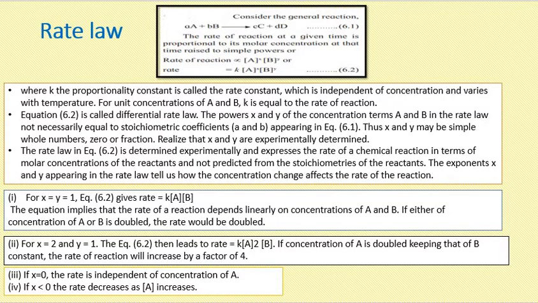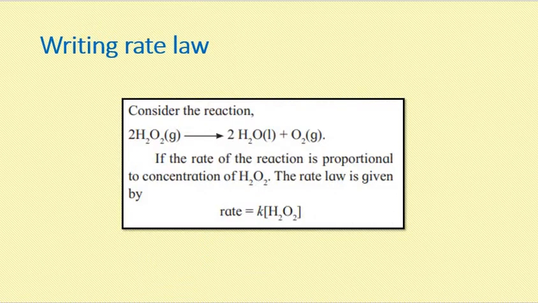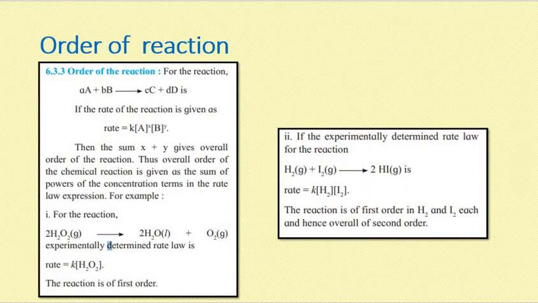Now the next question is how to write the rate law. Let's suppose a chemical equation is given to us, the decomposition of hydrogen peroxide, and we need to write the rate law for it. So rate for the decomposition of hydrogen peroxide is equal to K multiplied by concentration of hydrogen peroxide. Here I am not putting any exponent over the hydrogen peroxide concentration, because I know that the value of x is 1.